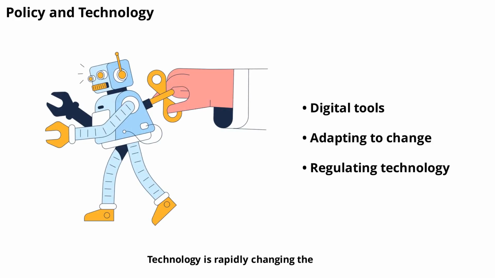Technology is rapidly changing the way governments create and implement policy. Digital tools make it easier to collect data, communicate with citizens, and deliver services. Policies must adapt to new technologies, such as artificial intelligence and cybersecurity. Governments also create policies to regulate technology and protect privacy. Staying up to date with technological changes is essential for effective policymaking.